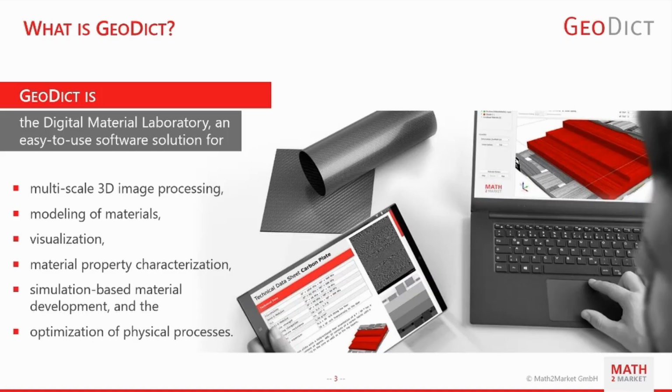Before I come to the highlights of the new version, let me say a few words on GeoDict in general. What is GeoDict? GeoDict is a software featuring a digital material laboratory that lets you do multi-scale 3D image processing, modeling of materials, visualization, material property characterization, simulation-based material development, and the optimization of physical processes.